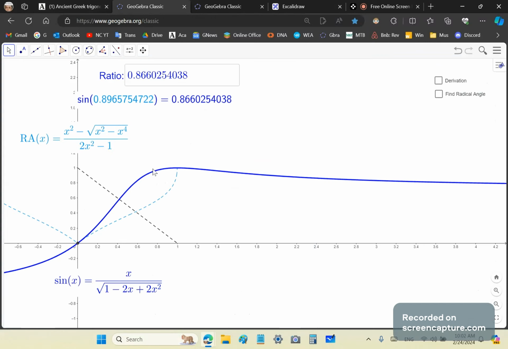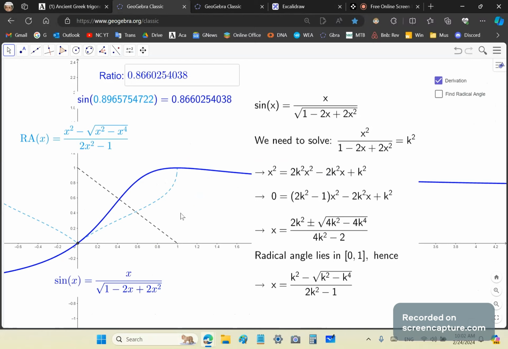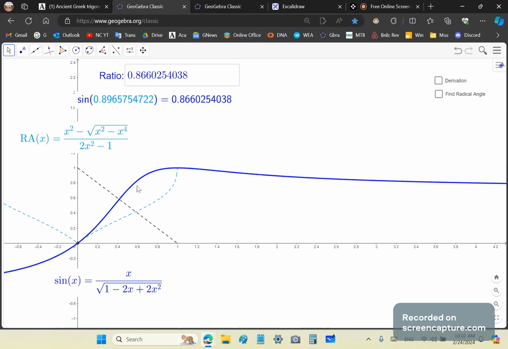Before we do that, this blue function here is the new sine function, and you see it down here in terms of radical unit angles. As you can see, it's not periodic. And this RA function is a radical unit angle function which takes a sine ratio and converts it into an angle, a radical unit angle. All right, so let's see the derivation.